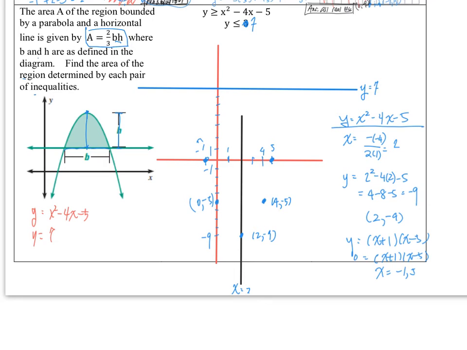Now, find the area of the region determined by each pair of inequalities. So it's actually just this pair of inequalities. Please change the 3 to 7 so it will be easier to work with. And the first thing I did for you was to graph the second inequality, y less than or equal to 7. I first graphed the boundary line for you already, so that's y equal to 7. I am not going to do any shading yet.